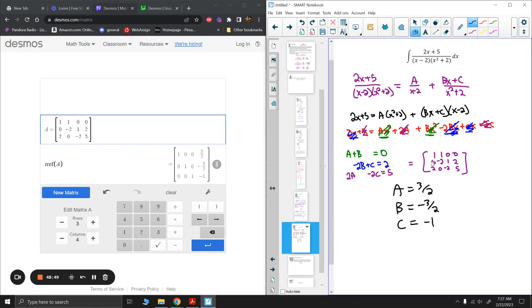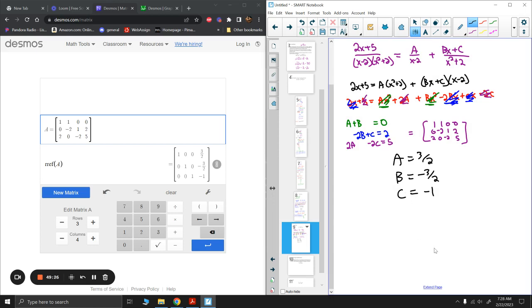Okay. So if you're ever not sure, like, did I really have a fraction? We can always go back and double check. So ax squared plus 2a, bx squared minus 2bx plus cx minus 2c, that checks out. So our x squareds, a plus b equals 0. Our x terms, we had negative 2b plus c equals 2. And then our 5 was equal to 2a and negative 2c. So yeah, I feel pretty confident about it.